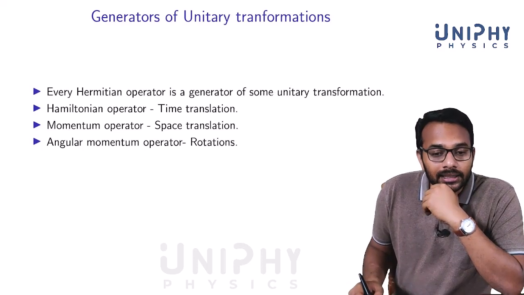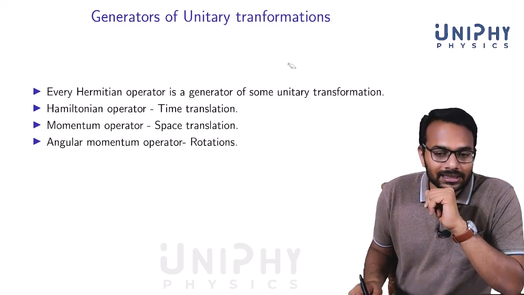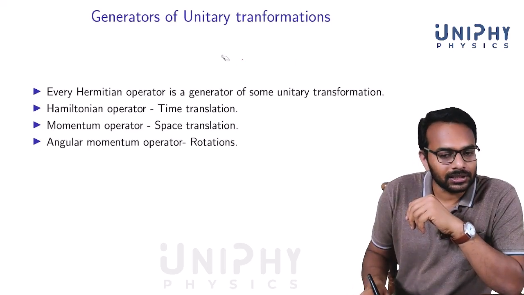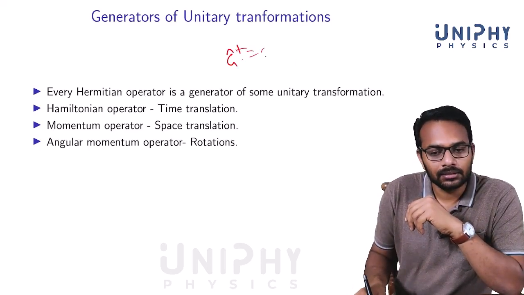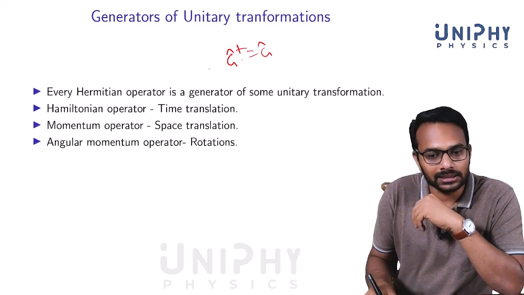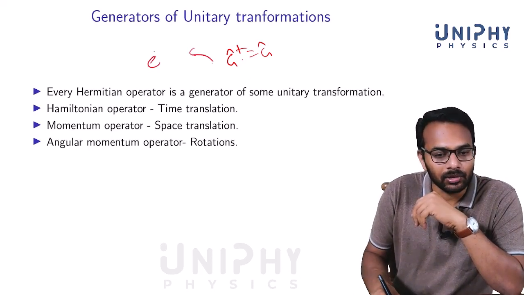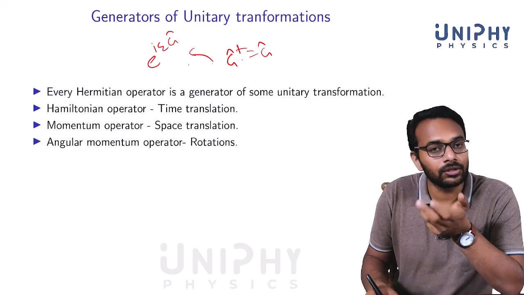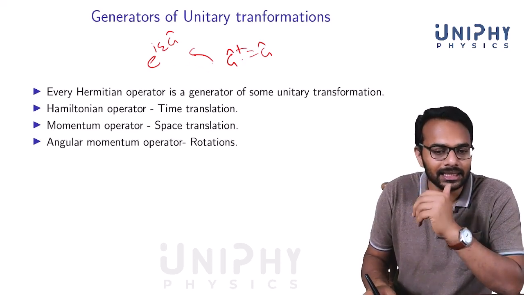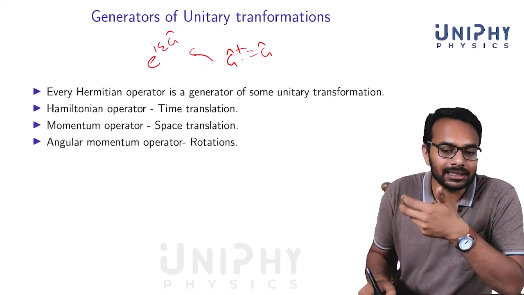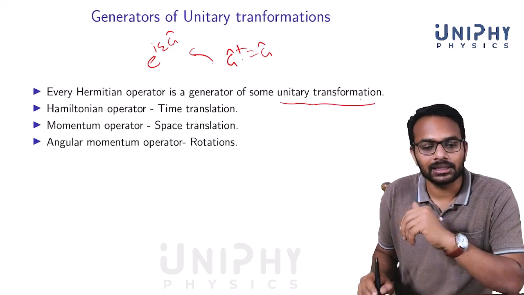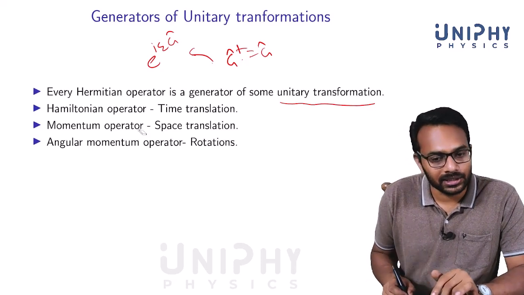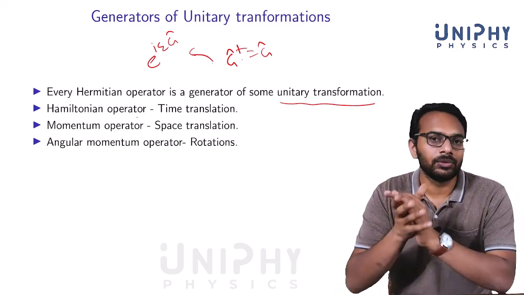Now, generators of unitary transformations. We said that if you have some Hermitian operator G, then immediately you can think about a unitary transformation. This means that any Hermitian operator is a generator of some unitary transformation. Every Hermitian operator is a generator of some unitary transformation.